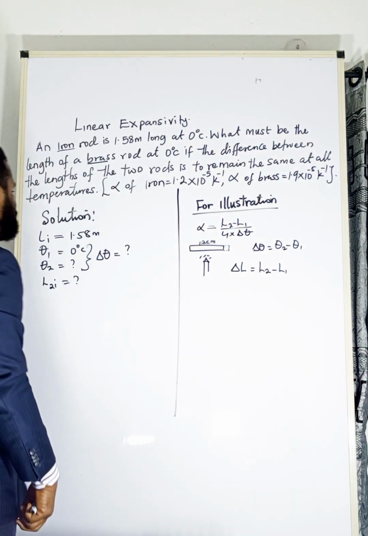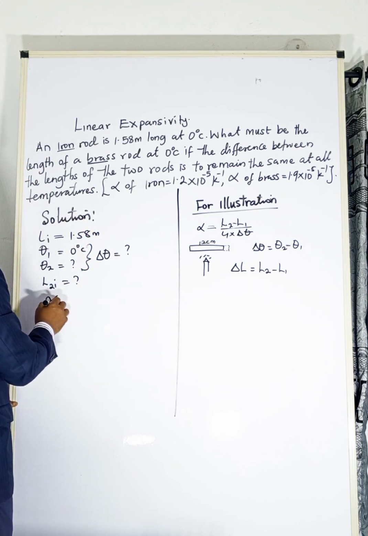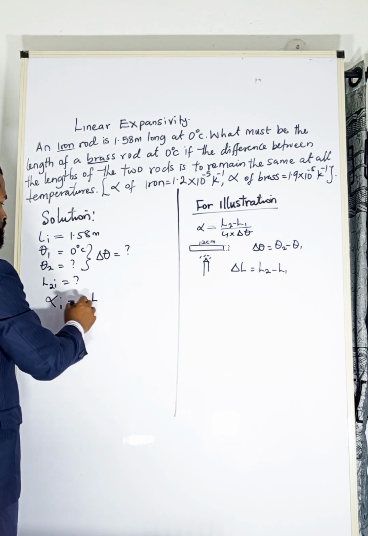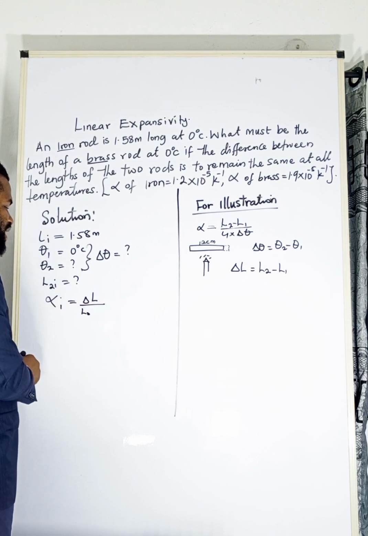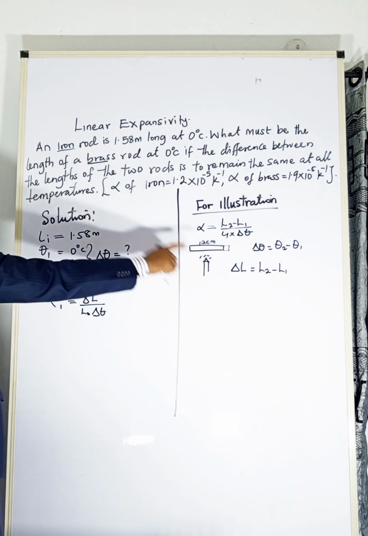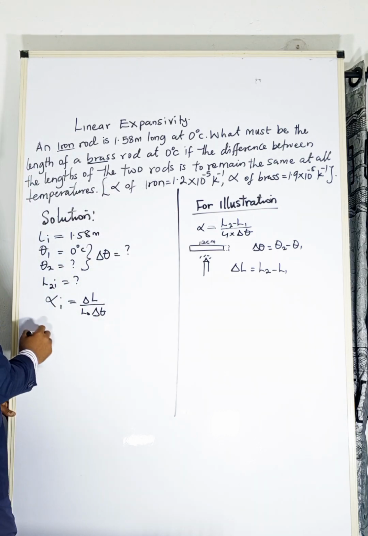If I look at this very well, I realize that the linear expansivity of iron is equal to the change in length over the original length of the iron times the change in temperature. This is it, because for the iron we have this, which I am going to replace here.